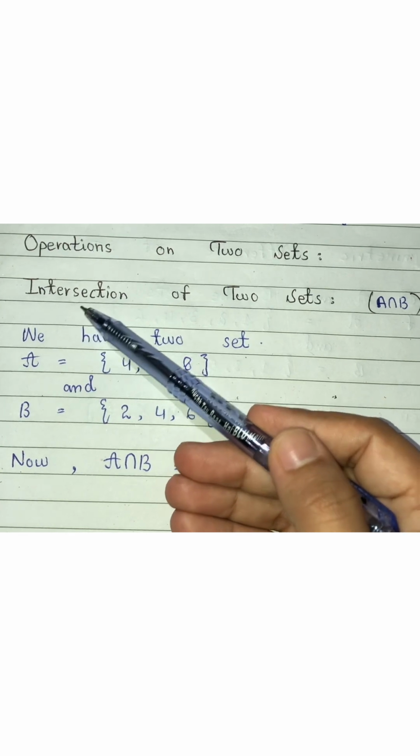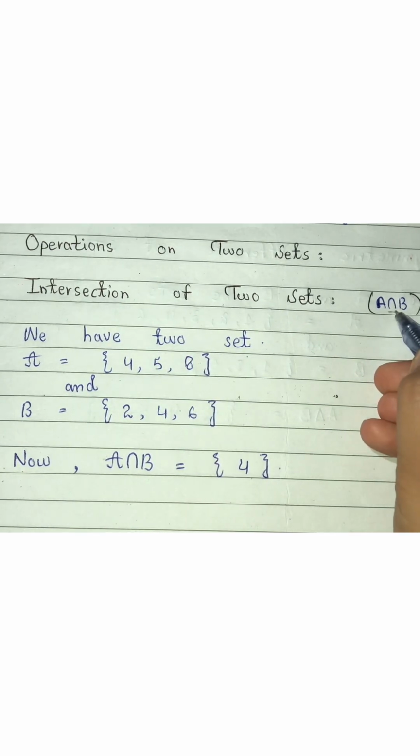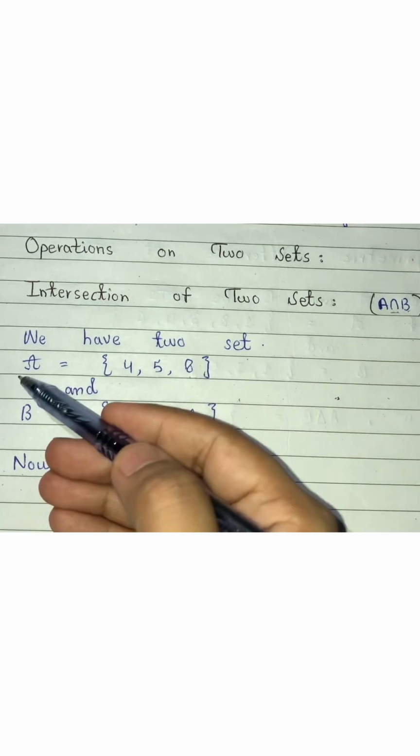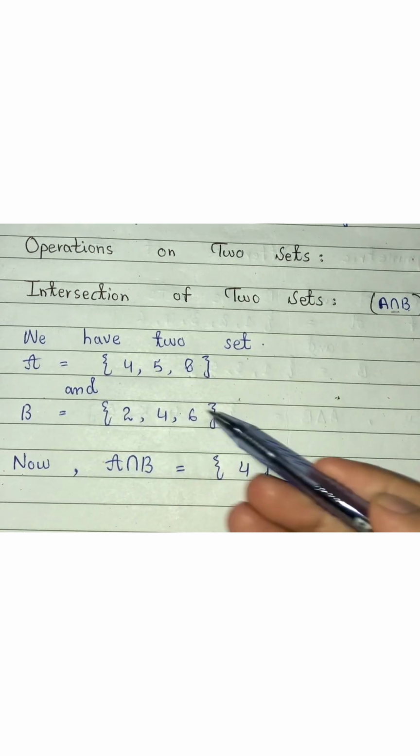Here we have another operation, that is intersection of two sets, and it is denoted by this sign and read as A intersection B. We have two sets. Set A is equal to 4, 5 and 8, and set B is equal to 2, 4 and 6.